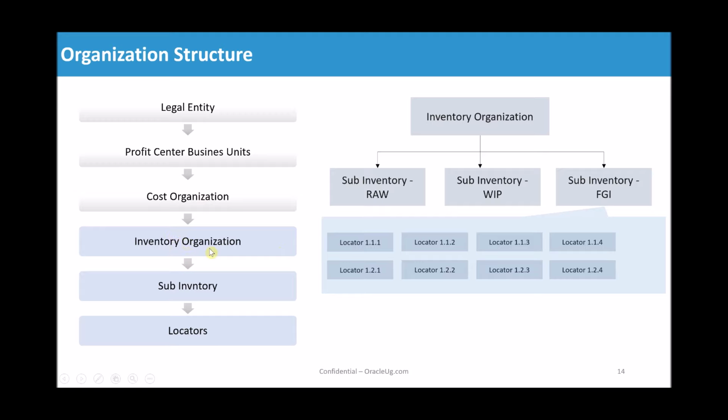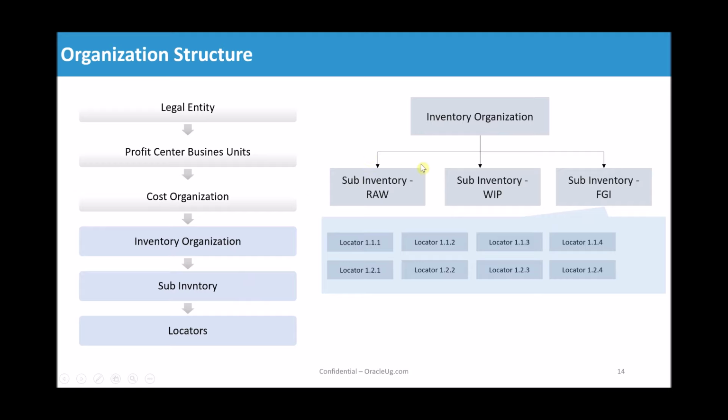Then within each inventory organization, we'll have various sub-inventories. The sub-inventories can be raw, WIP, FGI. You will create multiple sub-inventories within a single inventory organization. And finally, if you want to distinguish various physical locations within a sub-inventory, suppose in raw you have various racks, 10-20 different racks, and if you want to map your physical storage locations to the system storage locations, then you can create locators.